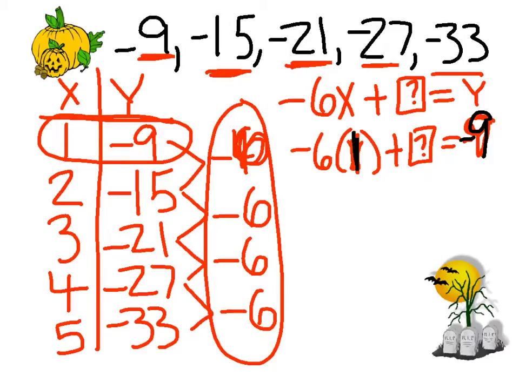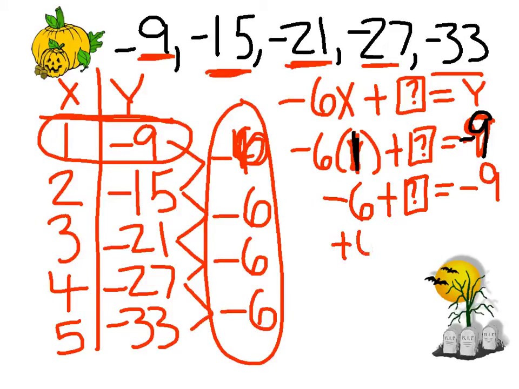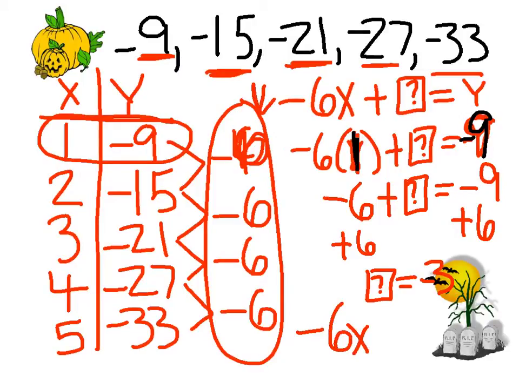Alright, when we do that, we have negative 6 plus our number is equal to negative 9. So we're adding 6 to both sides. And when we do that, our number is going to be negative 3. So our whole entire function is going to be negative 6x, which we got our coefficient from here, and we get our number from whatever we find here, plus negative 3, or negative 6x minus 3, it's the same thing, is equal to y. And that's our function. Any questions?